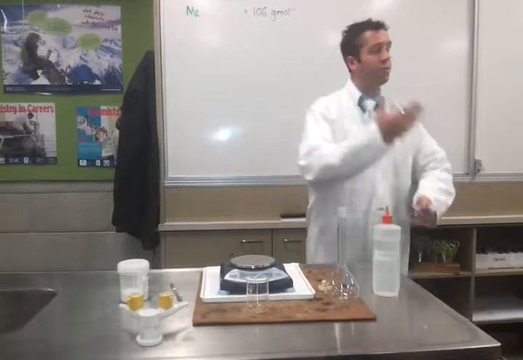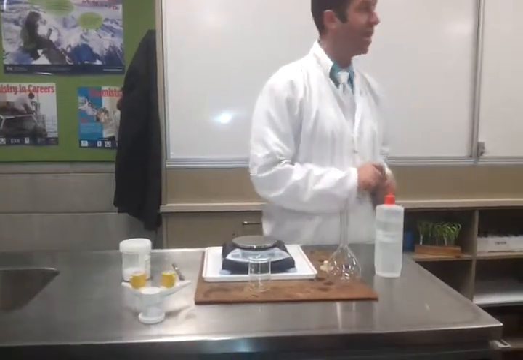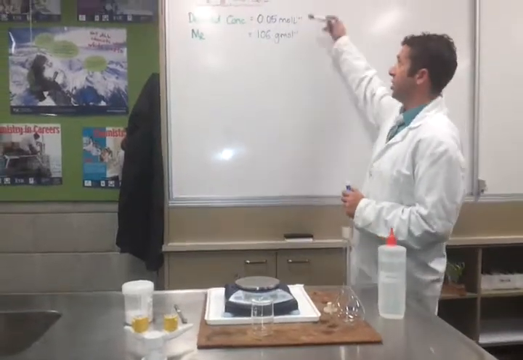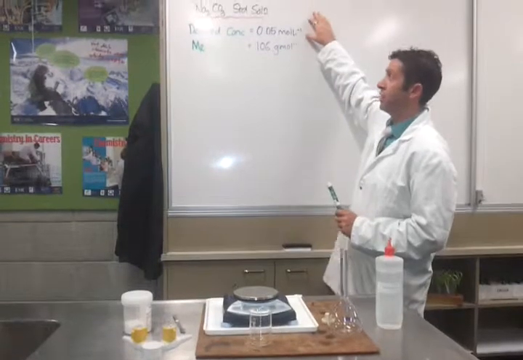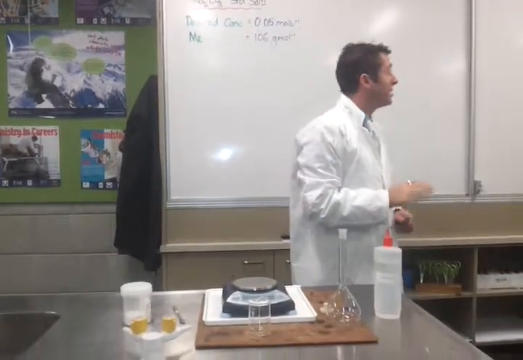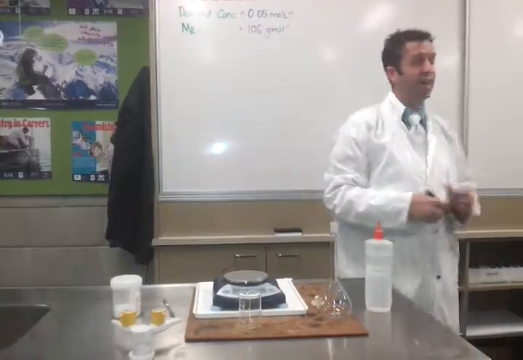So the idea is, if we go all the way back to the start again, we need to get this totally correct. And we know that we're after a solution that's about 0.05 moles per litre. Now that's only one significant figure for a reason. It's not going to be exactly that when we make it. We're going to have to try to get it to that if we can.